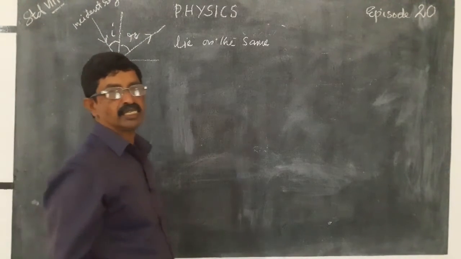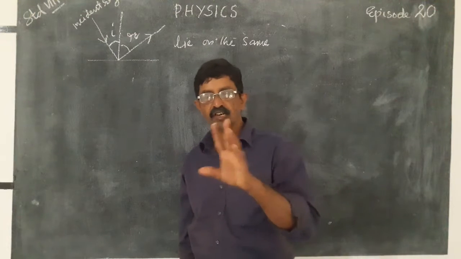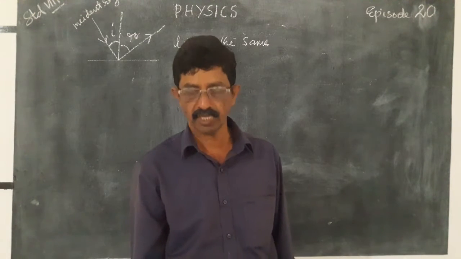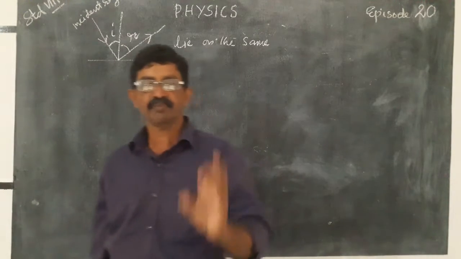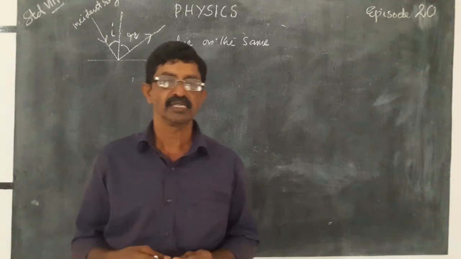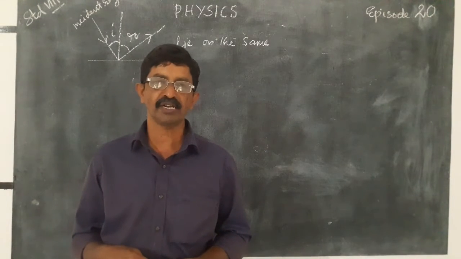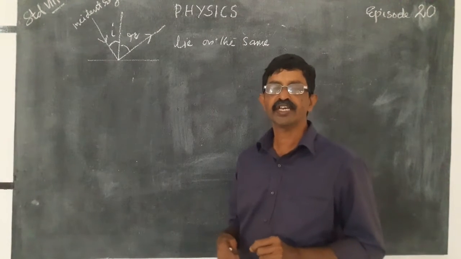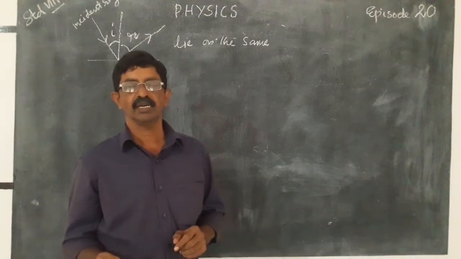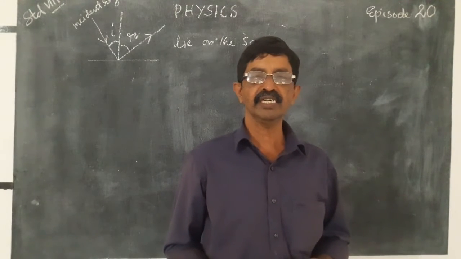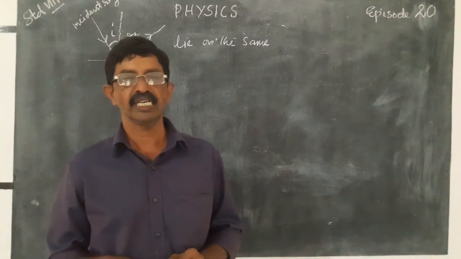Then we also discussed regular reflection, irregular reflection, and then multiple reflection. Based on multiple reflection we use the periscope and the kaleidoscope. From a kaleidoscope we get different patterns by the process of multiple reflection.